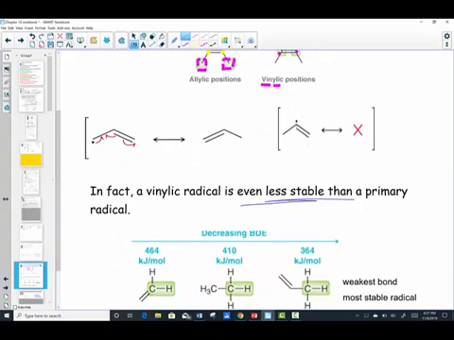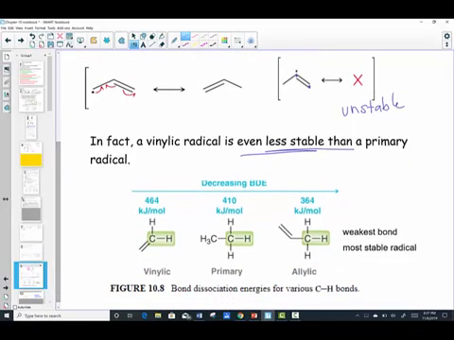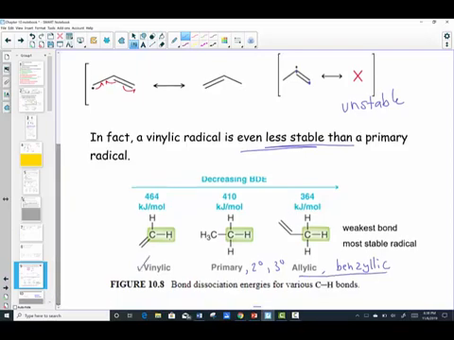So if these two carbons are in a double bond and one has the lone electron on it, that's very, very unstable. In terms of stability, the vinylic carbon-hydrogen bond is less stable than a primary, which is less stable than secondary, then tertiary, then allylic, then benzylic, just to put them all in order. So these two are resonance stabilized. This is not resonance stabilized and therefore a very unstable configuration.